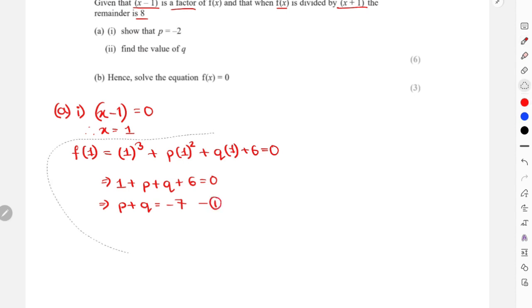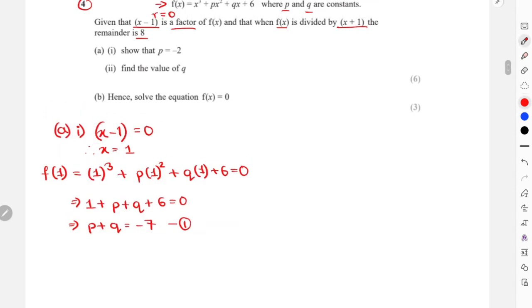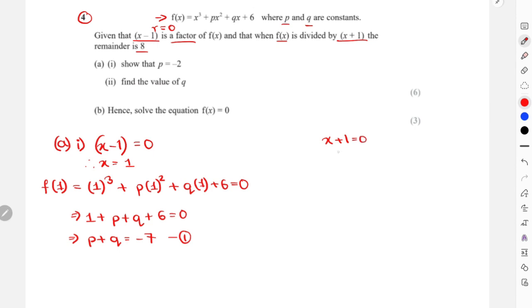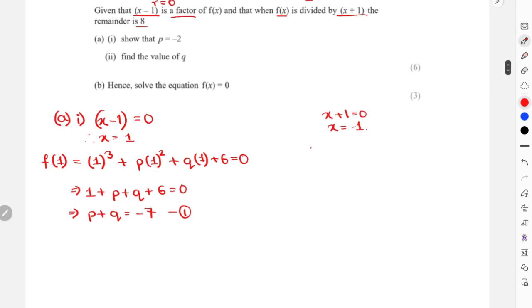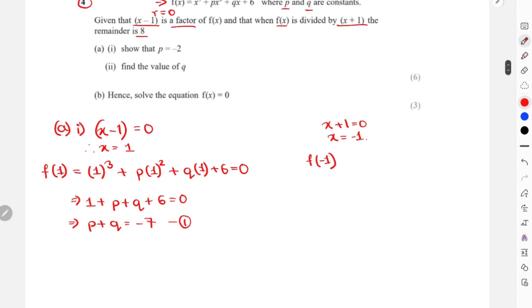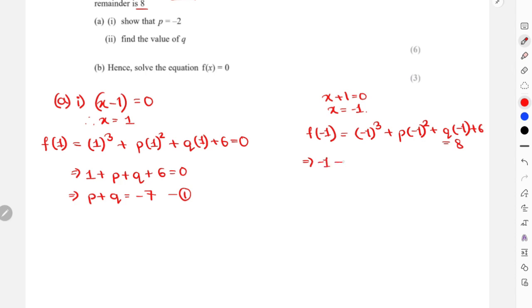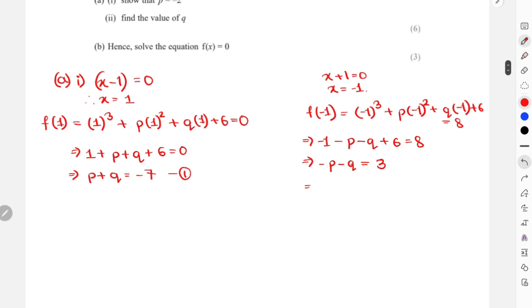This is your first expression, and then again using the other information provided in your question, from x plus 1 the value for x becomes -1. So f(-1) gives you a remainder of 8. It was already stated in the question. So that was (-1)^3 plus p(-1)^2 plus q(-1) plus 6 equals 8, which is going to be -1 plus p minus q plus 6 equals 8. So now you have p minus q, -1 plus 6 is 5. You take that to the right hand side, becomes -5. So 8 minus 5 is 3.